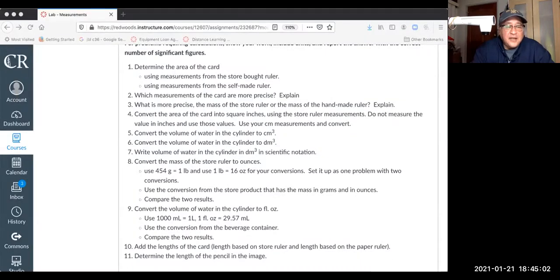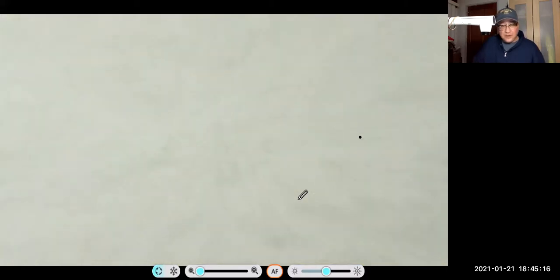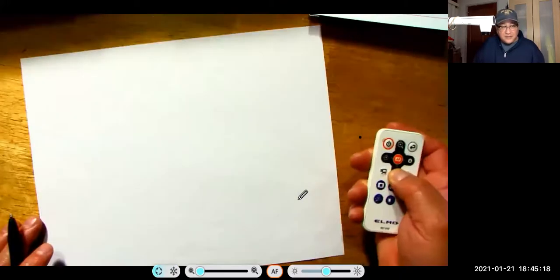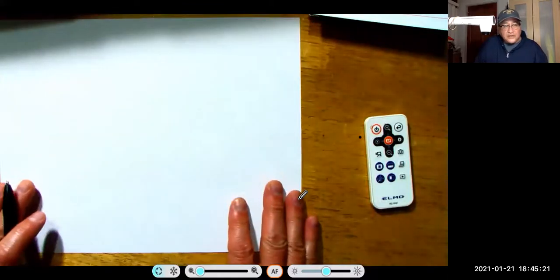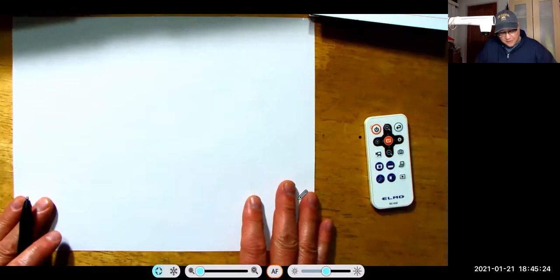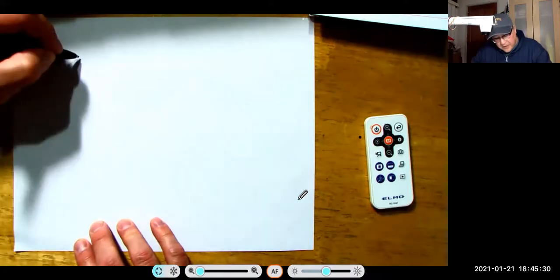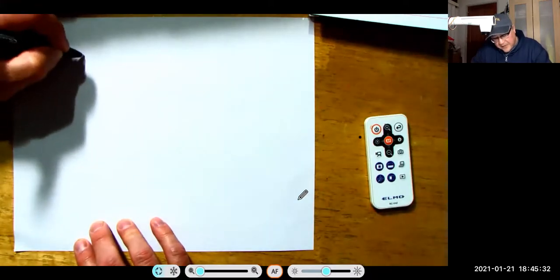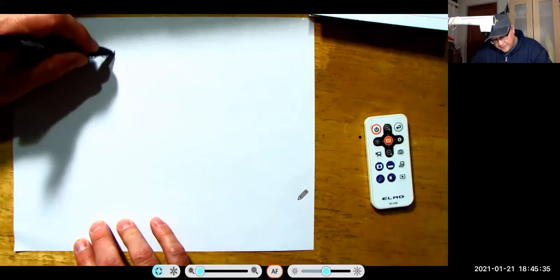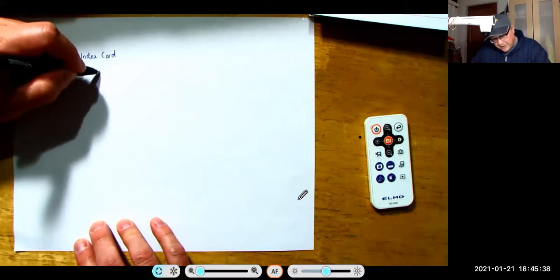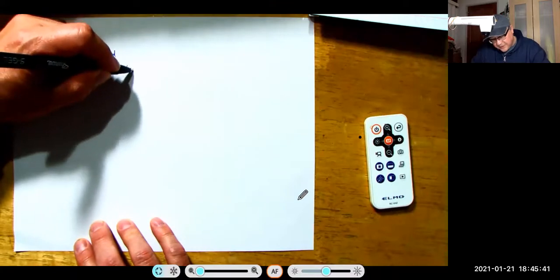Oops. I'm going to do a different share here. Okay, so I need to zoom out. You're looking at my actual desktop and a piece of paper here. So let's take a look at, we're going to go back to the data for just a moment. You might have something like this for the data. Index card, length, centimeters, width, centimeters.